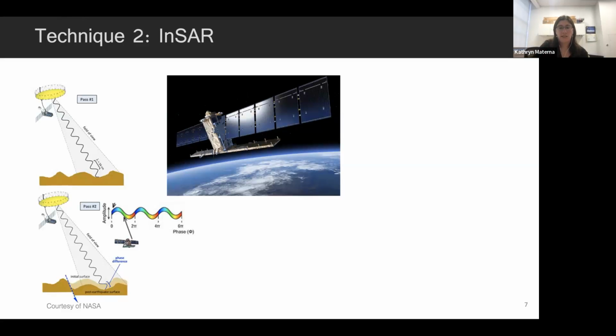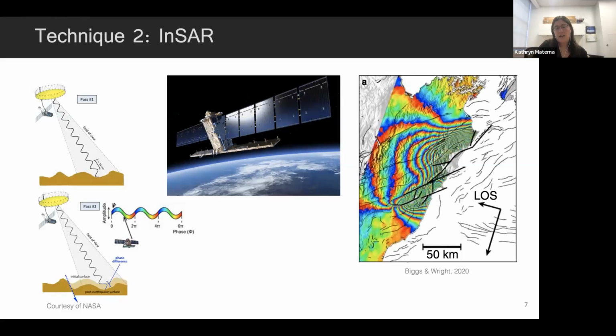So the data looks something like this. And importantly, for this presentation, the satellite I'll be using is called Sentinel-1, and it repeats on its orbit every 12 days and images the ground with a radar at 5.6 centimeter wavelength.